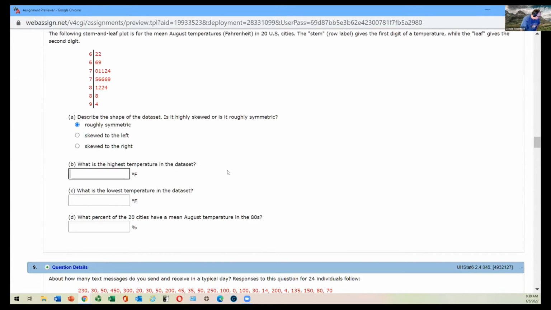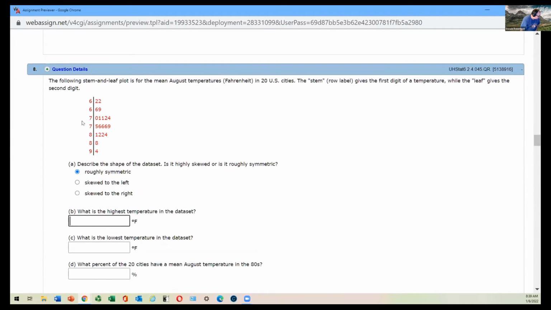Now, it says, what's the highest temperature in this data set? Well, isn't it 94? Now, how do I know it is 94? Because 9 | 4 means 94. And since it's temperatures, I'm pretty sure it is 94, right? I don't think it would be 9.4, right? That would be a very strange place, because I'd be freezing all the time. Now, the lowest temperature would be 62.